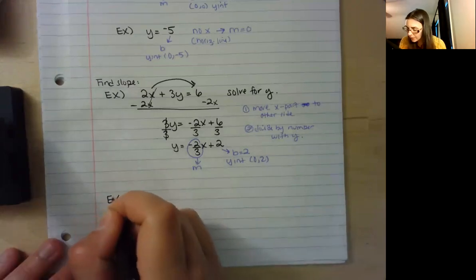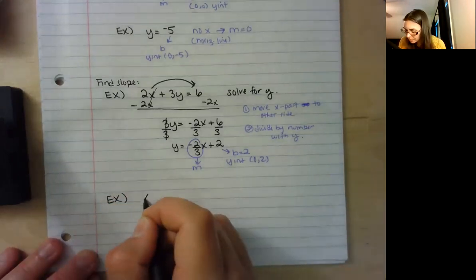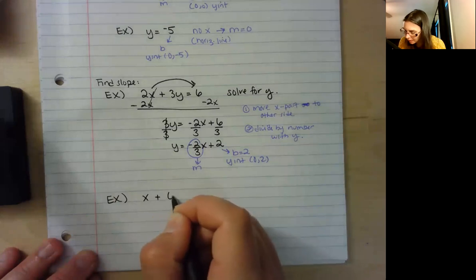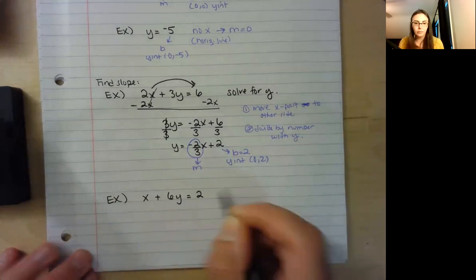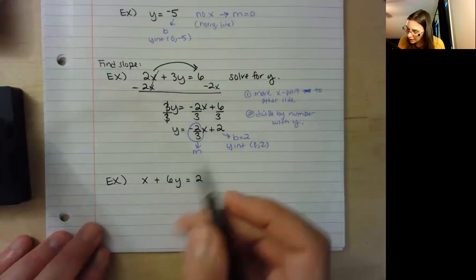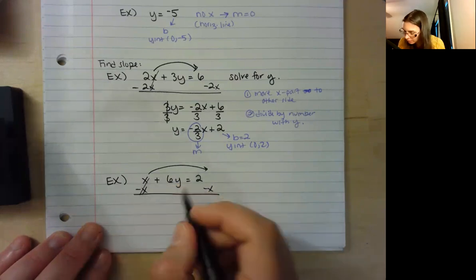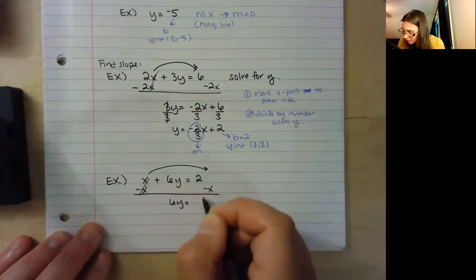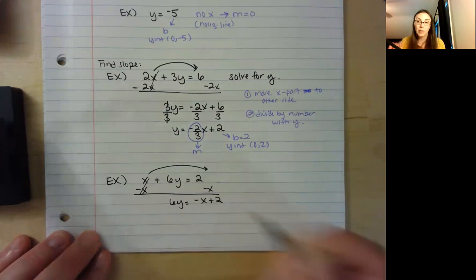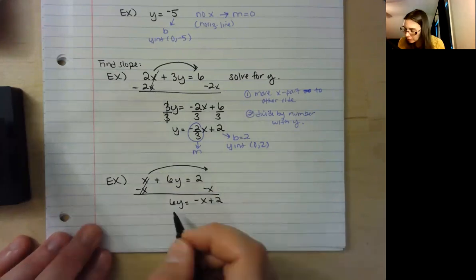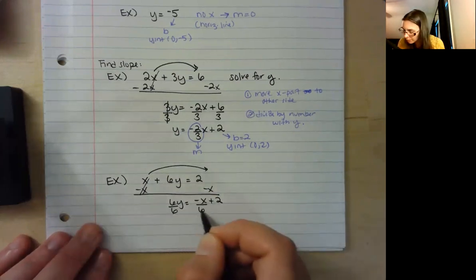So let's do another one. Let's say I have x plus 6y equals 2. So I'm going to move that x to the other side first. If it's positive, it becomes negative. This was negative, I use positive. And again, I just like to write them right next to each other like that. I like to put the x first. That's more comfortable. And then we're going to divide everything by 6.